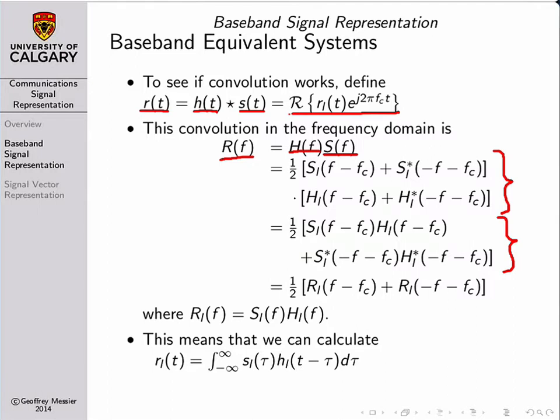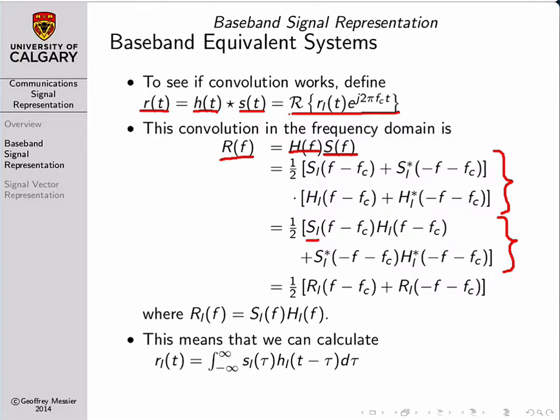And you'll notice that the cross terms have disappeared. And the reason for that is because we assume that the signal response at plus Fc and the signal spectrum at minus Fc don't overlap with each other, and one is 0 where the other one is non-zero, and so those cross terms basically disappear.